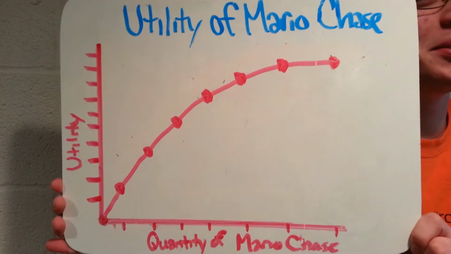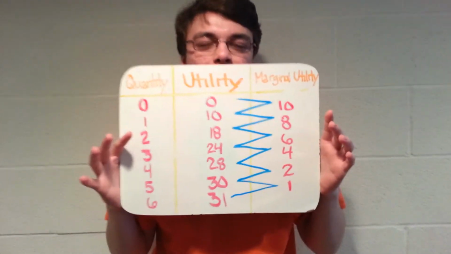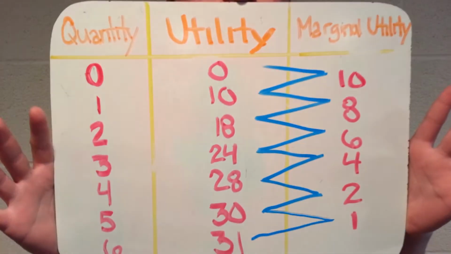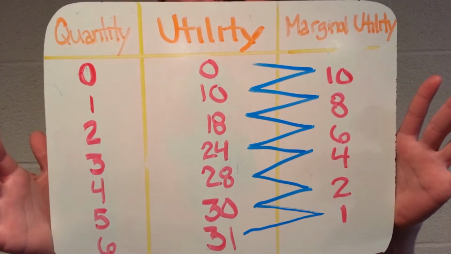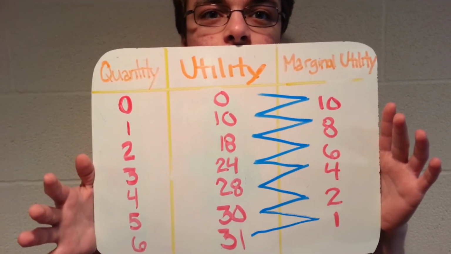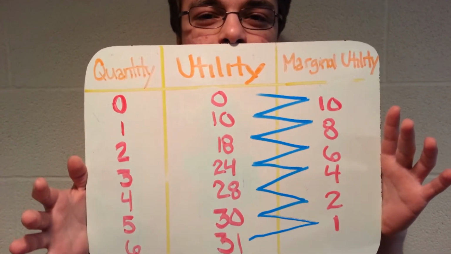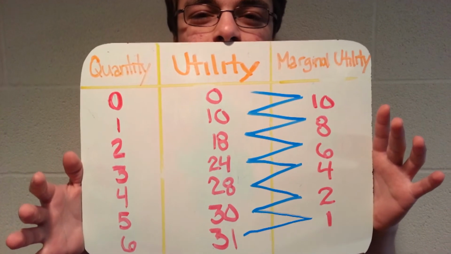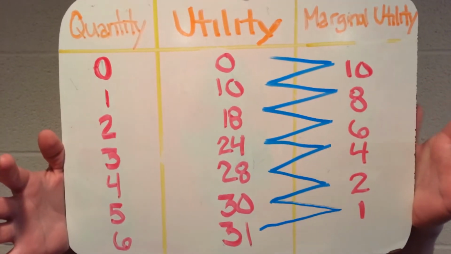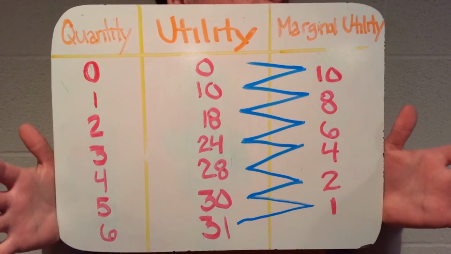Let's take a look at John's utility table. As you can see, his marginal utility goes down every game he plays, but his utility still keeps going up. It is possible, as John continues to play the game, that he will have negative marginal utility, meaning that he is getting less enjoyment every time he plays, therefore his utility would drop.